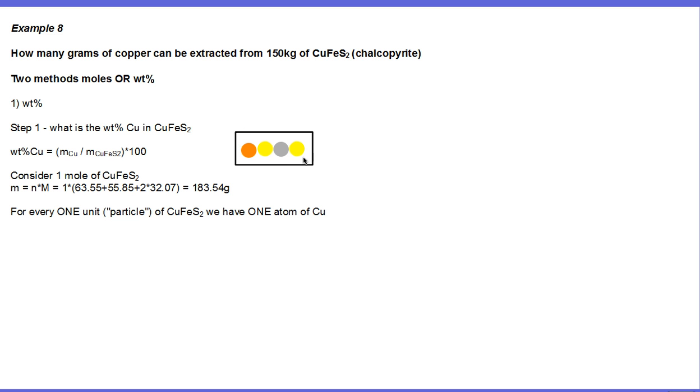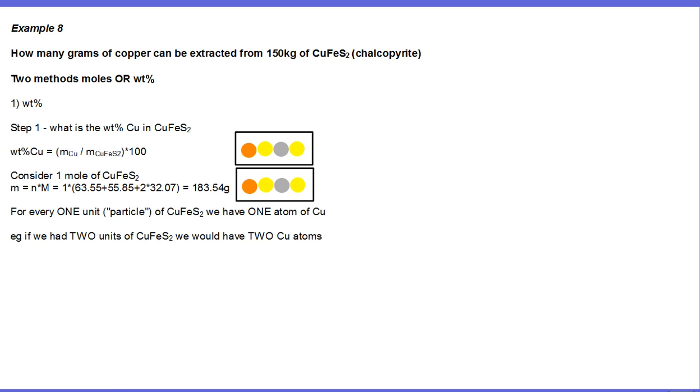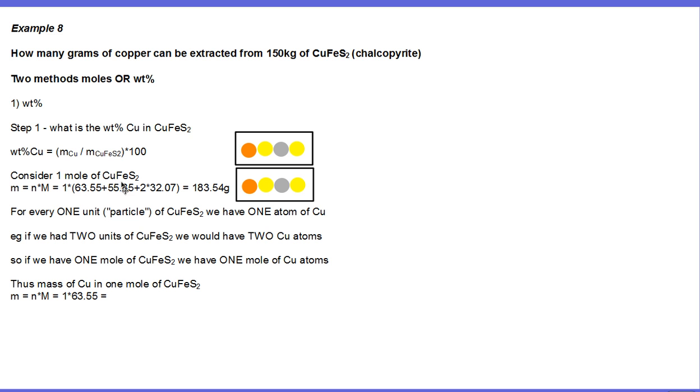So for every 1 particle, or 1 unit, of this chalcopyrite, we've got 1 atom of copper. And if we've got 2 units of chalcopyrite, here we have the 2 units, that means we've got 2 atoms of copper. And it follows on, if we've got 1 mole of chalcopyrite, we'll have 1 mole of copper atoms, because you get 1 copper atom from every unit of the chalcopyrite. So if we've got 1 mole of the mineral, that means we've got 1 mole of copper.